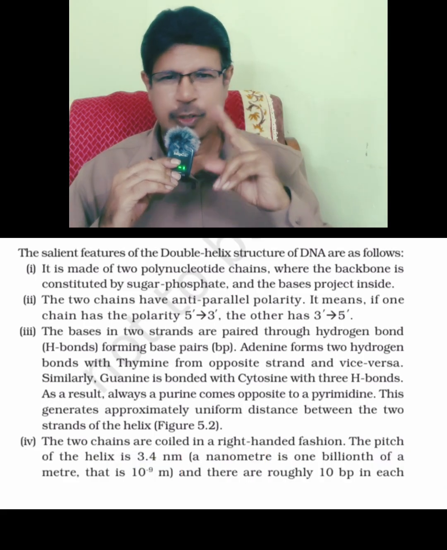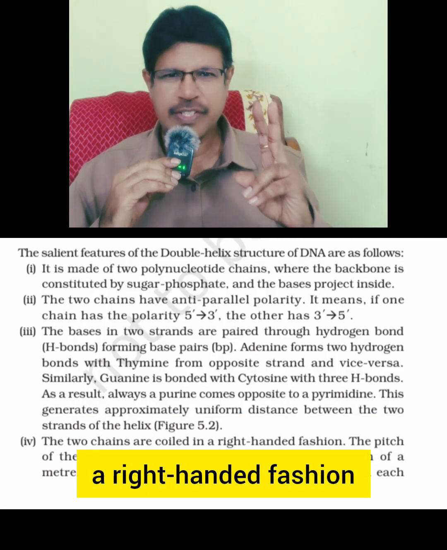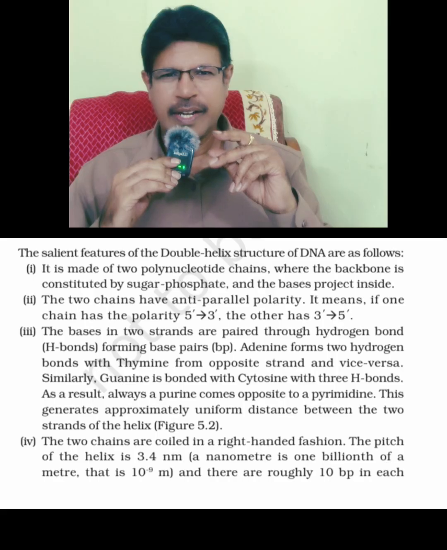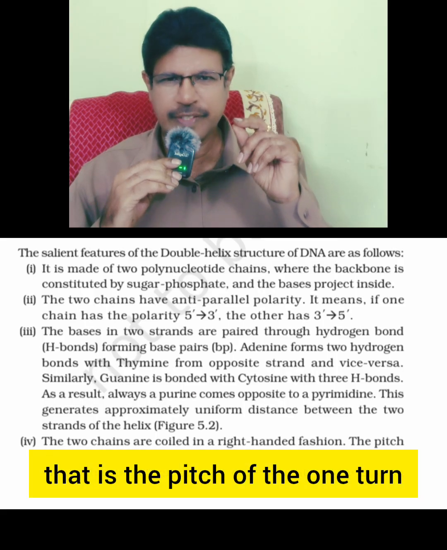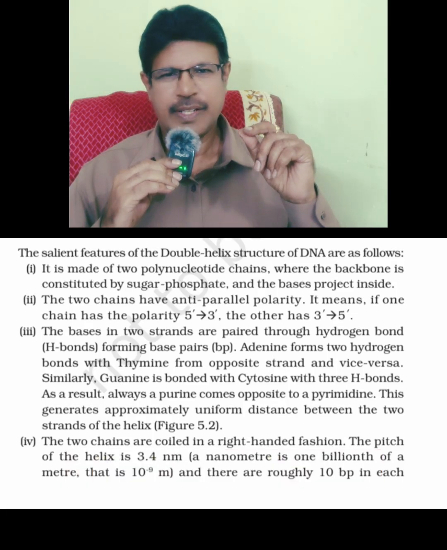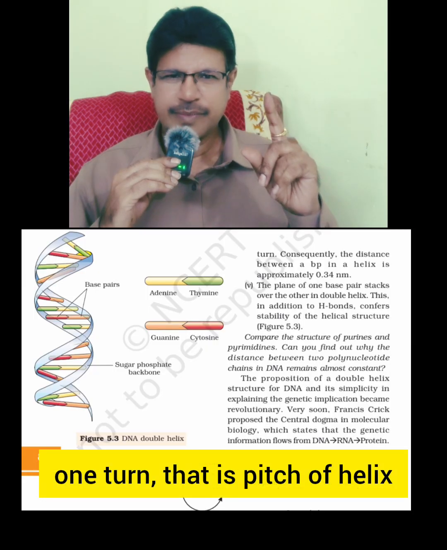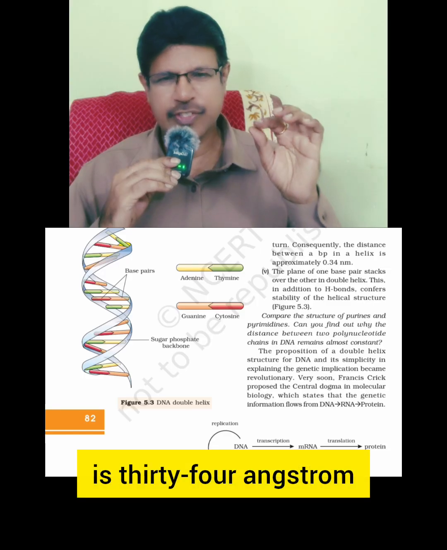Next, the two polynucleotide strands are present in a right-handed fashion, a right-handed helix, a twisted ladder, and one turn of the helix, that is the pitch of the one turn, is 34 angstrom. So the length of DNA is variable. The length of one turn, that is the pitch of the helix, is 34 angstrom.